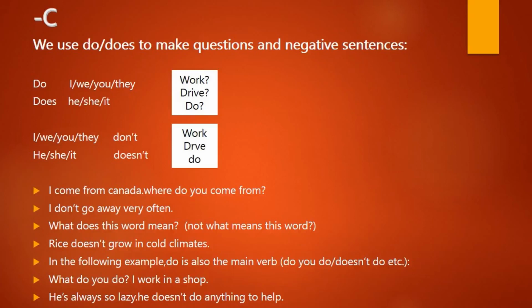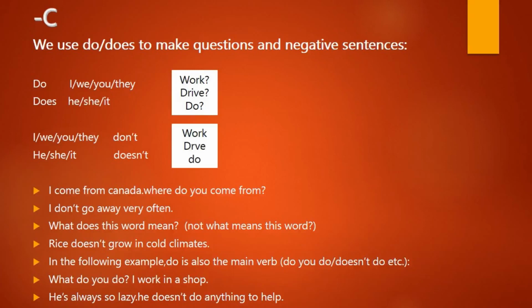With does: Does he do? Does she do? Does it do? Does he drive? Does she drive? Does it drive? Does he work? Does she work? Does it work?